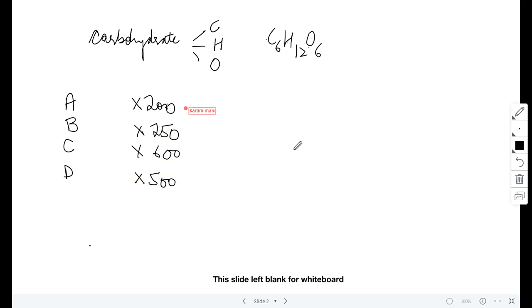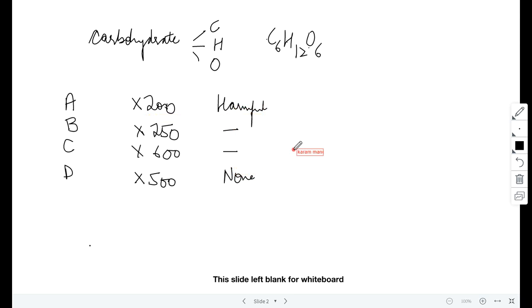Now the effects on the health. A is harmful to some people. B is not known. C is not known. And D is none. Now you understood? I have made a table for you. These are the substitutes, this is the number of times sweeter than sugar. A is 200 times sweeter than sugar. These are the health effects.